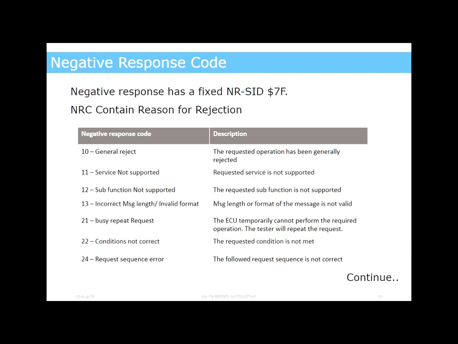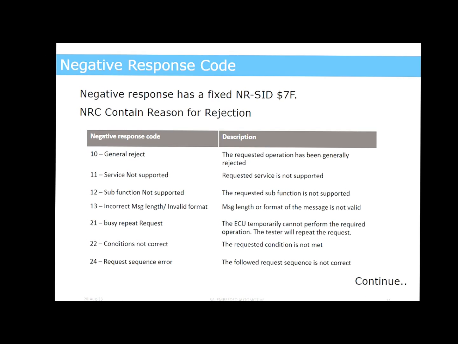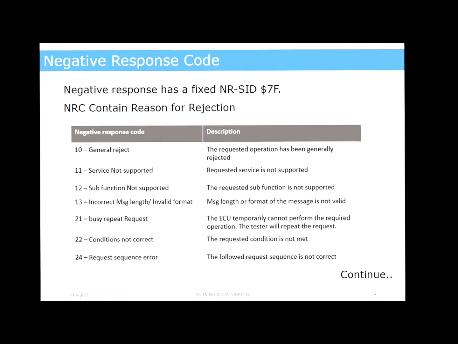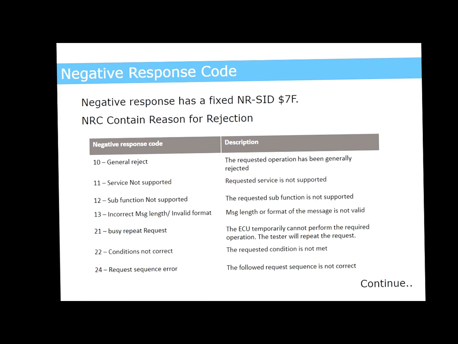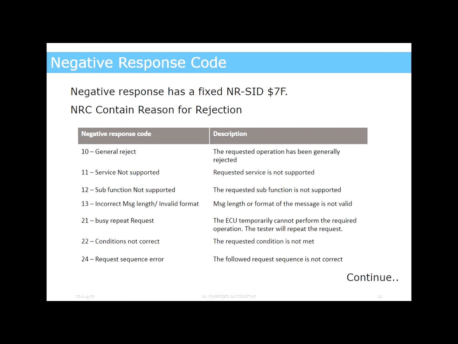So what is general reject? The requested operation has been generally rejected. Service not supported: the requested service is not supported. Subfunction not supported: the requested subfunction is not supported. Incorrect message length or invalid format: the message length or format of the message is not valid. Busy repeat request: the ECU temporarily cannot perform the required operation, and the tester will repeat the request. Next, conditions not correct: the request condition is not met. Request sequence error means the request sequence is not correct.